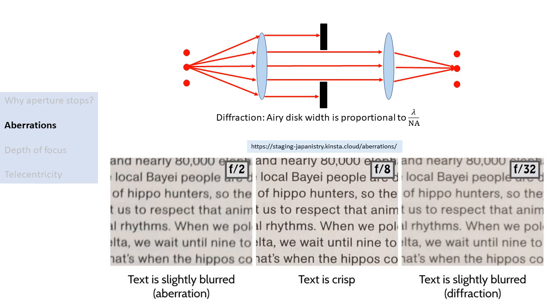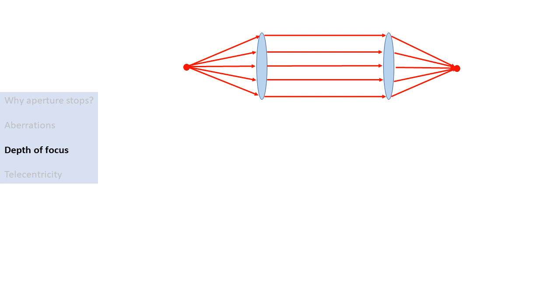So when the aperture stop is fully opened, the image may be blurred due to aberrations. By reducing the size of the aperture, we may reduce the effect of aberrations, which leads to a sharper image. But if we make the aperture too small, then the image gets blurred again due to diffraction effects. Now let's see how an aperture stop affects the depth of focus of an imaging system.